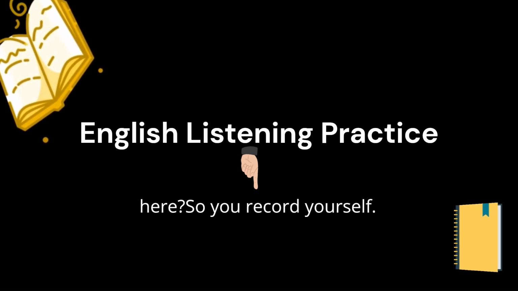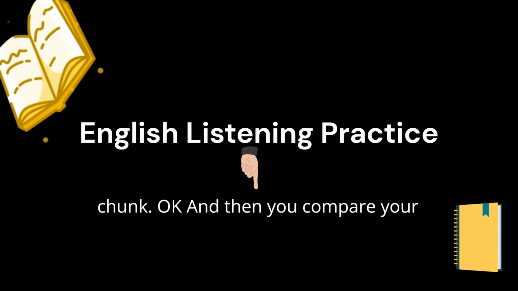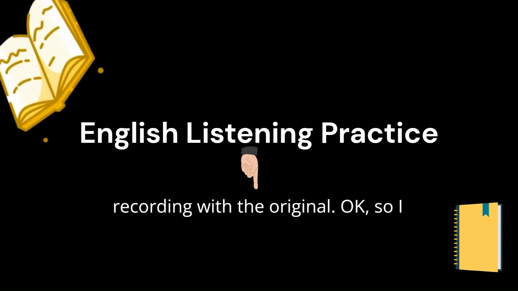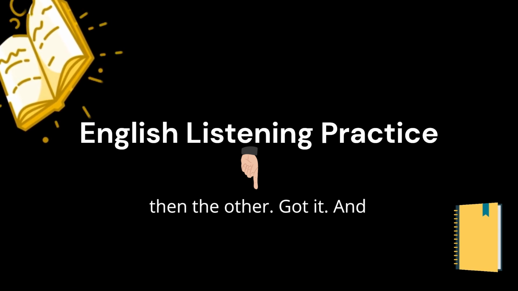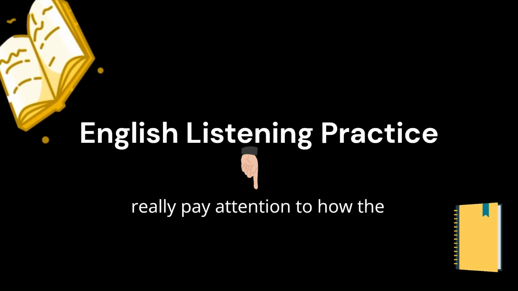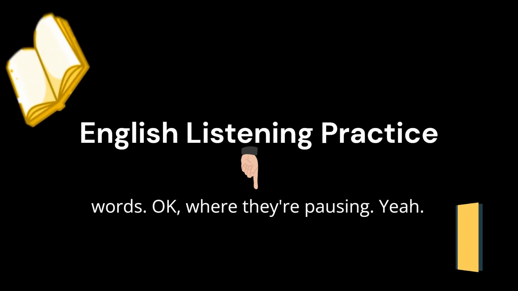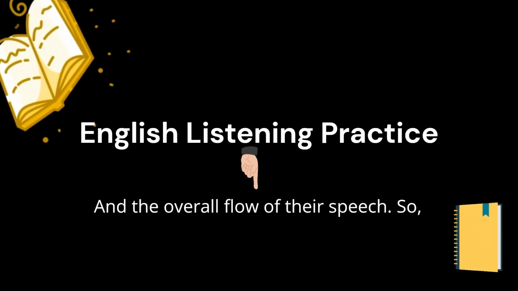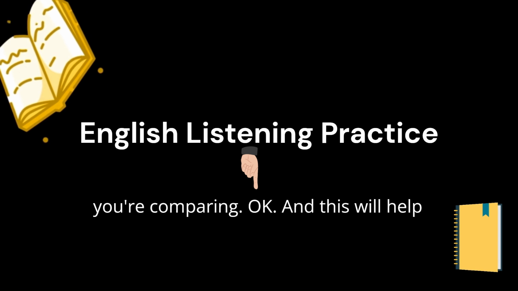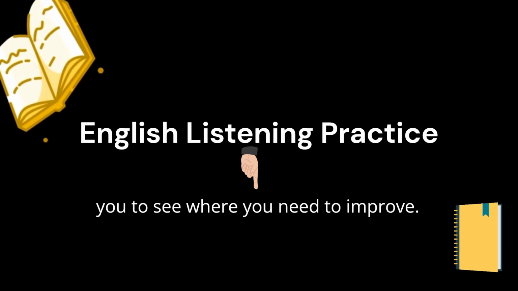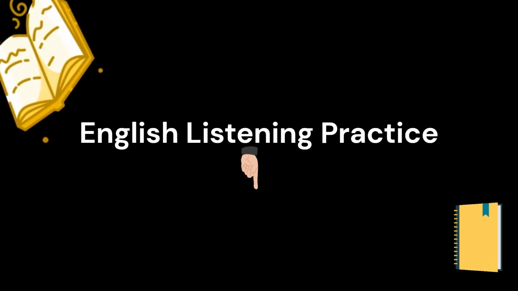So what's the process here? You record yourself shadowing a small chunk, just a small chunk. And then you compare your recording with the original. So I play it side by side. You can play it side by side or just listen to one and then the other. Got it. And really pay attention to how the original speaker is emphasizing words, where they're pausing, and the overall flow of their speech. So I'm really analyzing what they're doing. Exactly. You're analyzing and comparing. And this will help you to see where you need to improve. So it's like I'm spotting my weaknesses. You're spotting your weaknesses, and you can work on them.